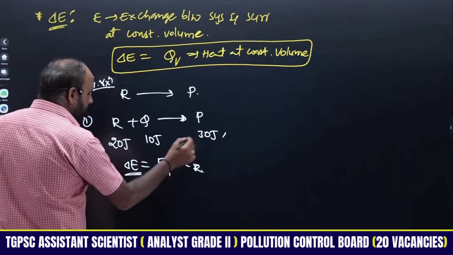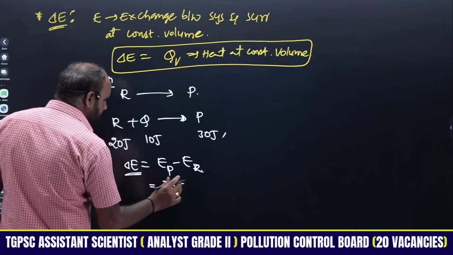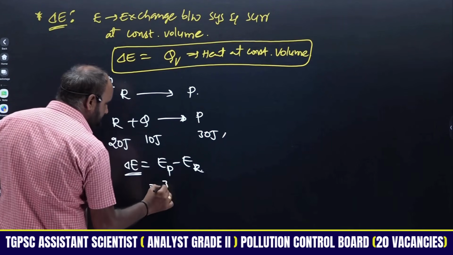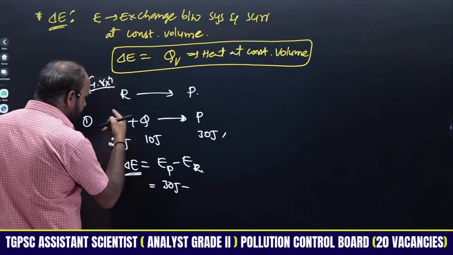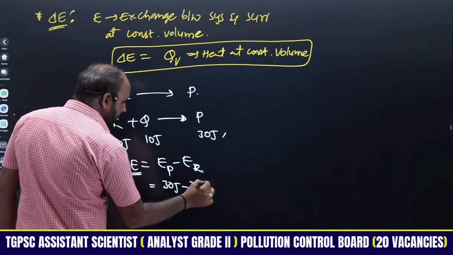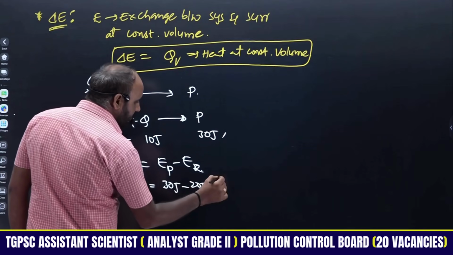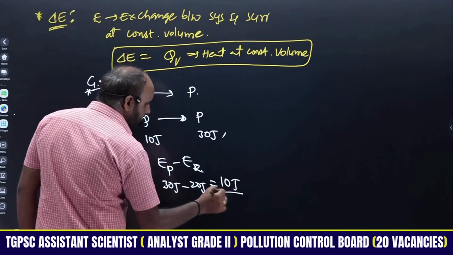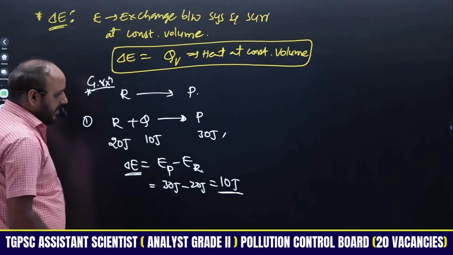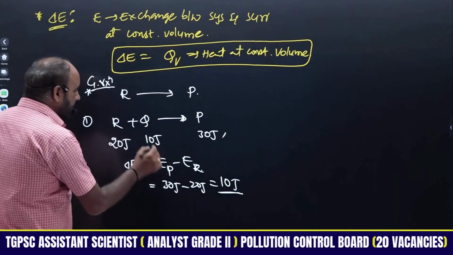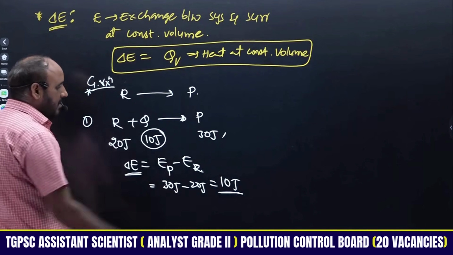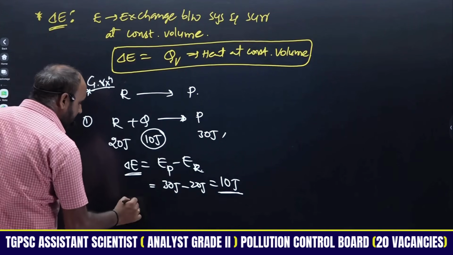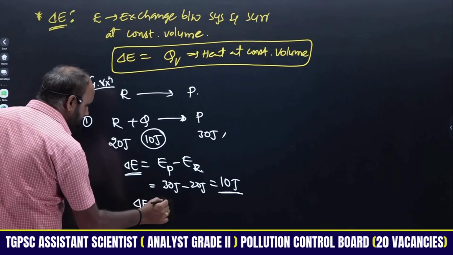Right? So product energy is 30 joules, minus reactant energy enta 20 joules. Right? So 30 minus 20 how much? 10 joules. Delta E ఎంత వచ్చింది మనకి? 10 joules వచ్చింది. మరి ఇక్కడ హీట్ ఎంత తీసుకున్నాం? 10 joules. మరి డెల్టా E is equals to Q అని రాయొచ్చా? డెల్టా E is equals to Q.